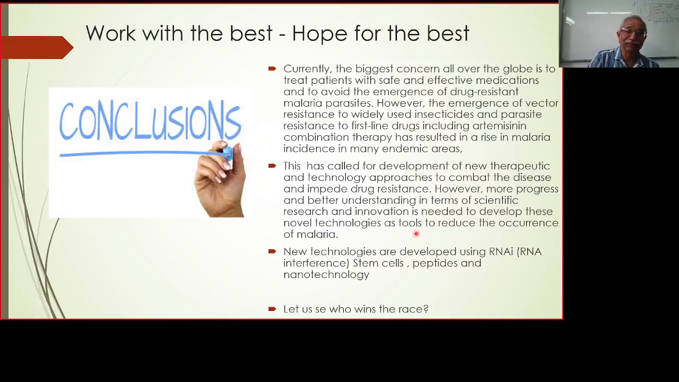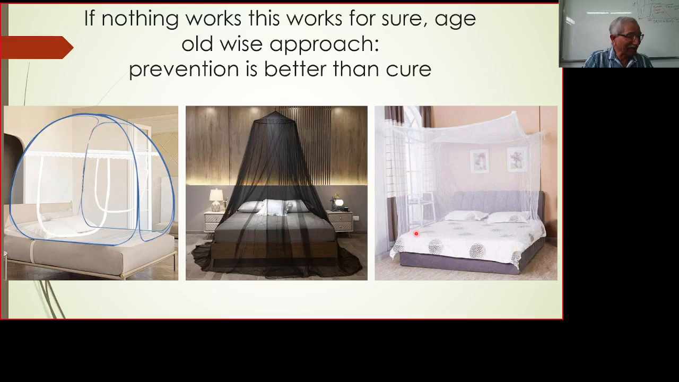So these are new technologies, RNAi, ribonucleic acid intervention. That is where the new technology is. People are exploring stem cells, peptides, nanotechnology. With these new technologies they will try to find out what stem cells are responsible, or, you know, not every RBC is infected. So which RBC is infected, what is lacking in that RBC? If we can identify that particular point, then we'll be able to treat that, and that is how these new technologies work. So if nothing works, this is the age-old thing which will work, and that is called the mosquito net.